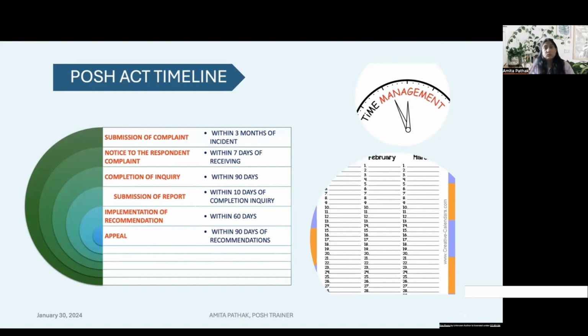So these are a few timelines that are very important: when to submit a complaint, within 3 months; when notice should be given to the respondent by the ICC, within 7 days; in what time frame the inquiry has to be completed, within 90 days; when to submit the report, 10 days after the inquiry; implementation of the recommendation within 60 days, which is a task of the employer or the district officer; and the time frame to make an appeal on behalf of the aggrieved woman or a respondent is within 90 days of the recommendation. So this is the time frame for the POSH Act.